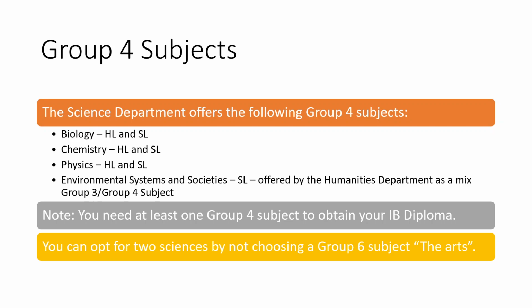And if ever a student is going to do Biochem Physics or Design, at this stage they are currently using ESS at SL level to behave as the Group 4 subject as well. If ever you intend to do two sciences, well, you may do so by not choosing a Group 6 subject which forms part of the arts.